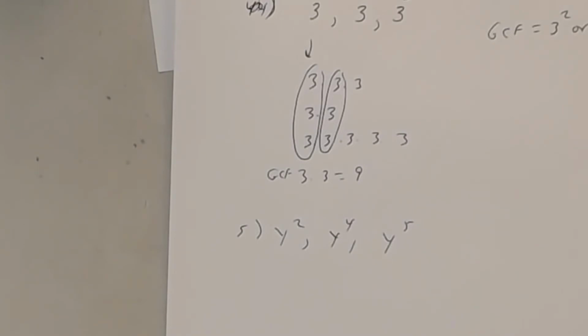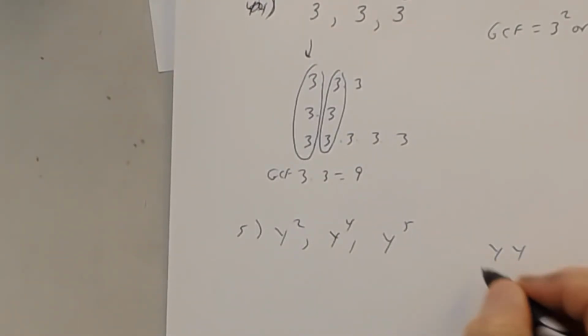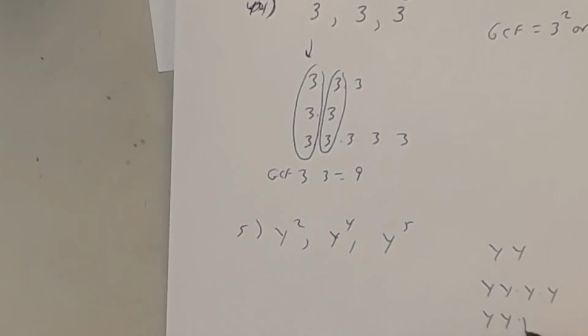You understand? Now, remember though, if you write it out, that really means y times y. And then the next one is y times y how many times? 4. And the next one is y times y how many times? 5. And I group them.